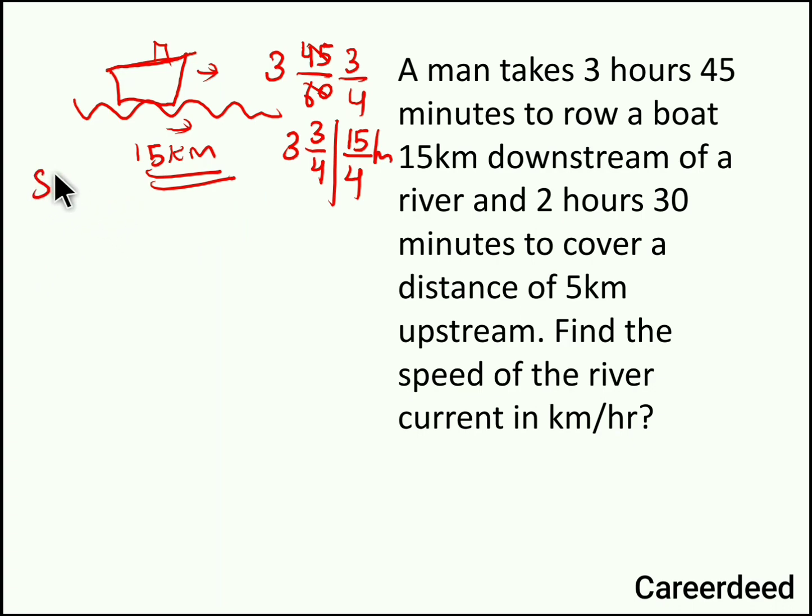Speed is distance by time. So here distance is 15 km and time is 15 by 4 hours. When we cancel we get 4 km per hour. So 4 km per hour is the speed of the boat in downstream.